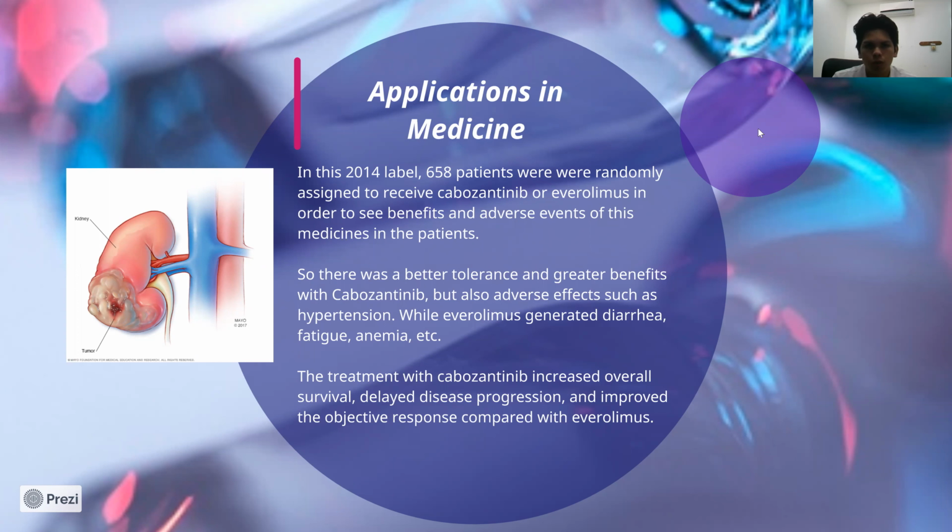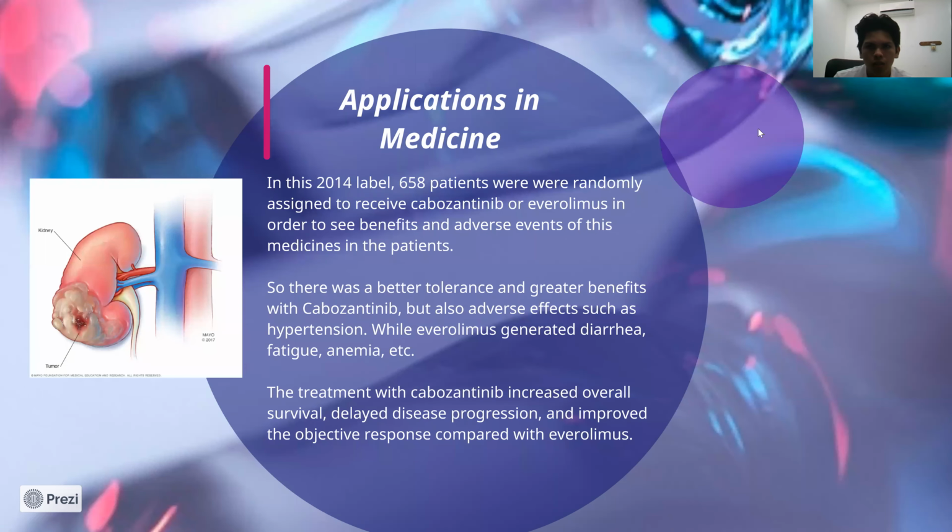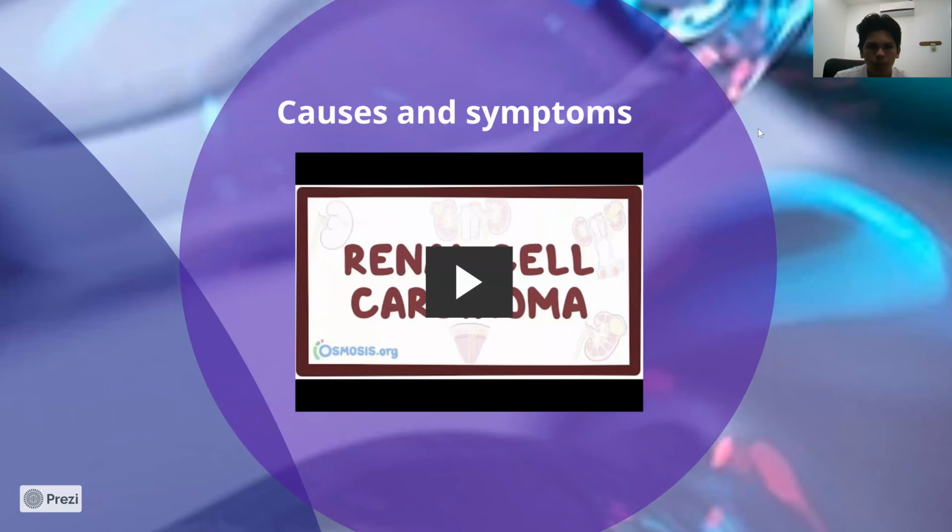There was better tolerance and greater benefit with cabozantinib, but there were also some adverse effects such as hypertension, while everolimus generated diarrhea, fatigue, and anemia. The treatment with cabozantinib increased overall survival, delayed disease progression, and improved the objective response compared with everolimus. Now we'll see a video about the topic.